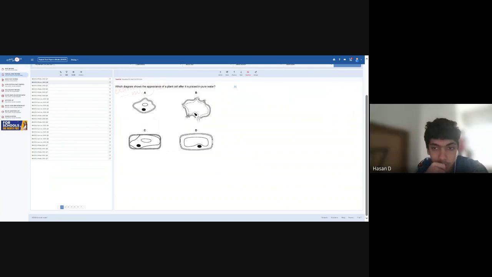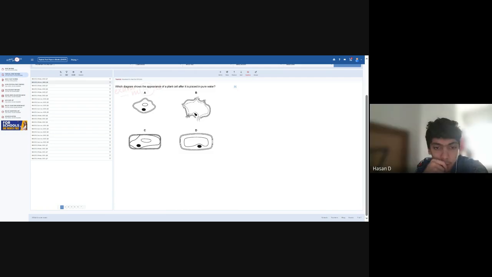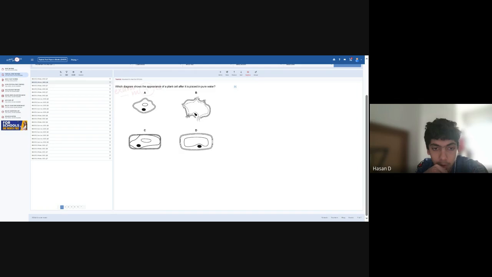Sorry, your voice is cutting. Can you say that again? The first point to prove that the answer is D: the cytoplasm is no more squeezed. Second, the cell wall is comparatively swollen compared to any other diagram. Number three, look at the size of the vacuole. Do you see the largest vacuole? Yes, it's swollen in D.